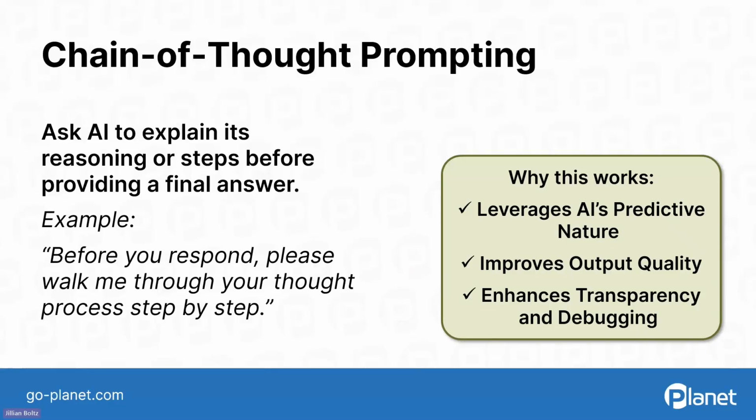This is also especially useful for complicated or high stakes work. By explaining its reasoning first, the AI is forced to bake that reasoning into the final answer, which usually makes the output clearer, more accurate, and more reliable.